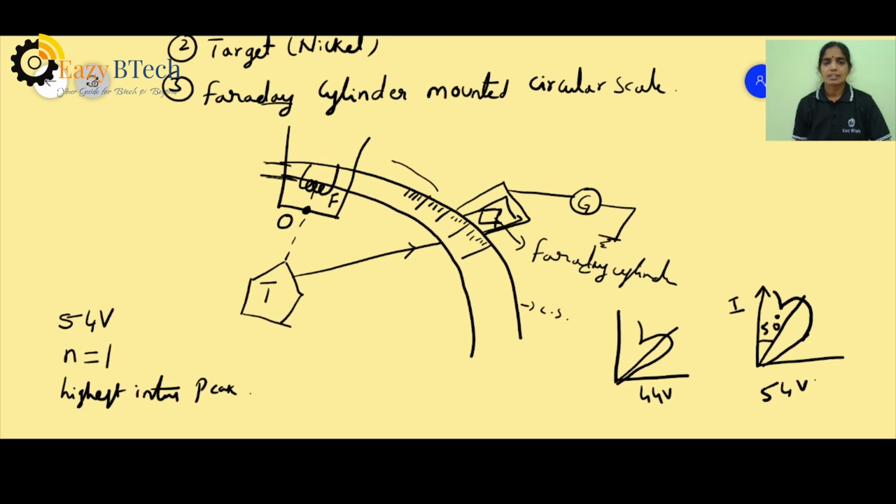Since this is a crystal, it has lines, nothing but a row of atoms which act like your diffraction grating. So in such a case, we will be making use of Bragg's equation. So what is our Bragg's equation? 2d sine theta equal to n lambda. As I said, when are we going to have the prominent peak? For n is equal to 1.